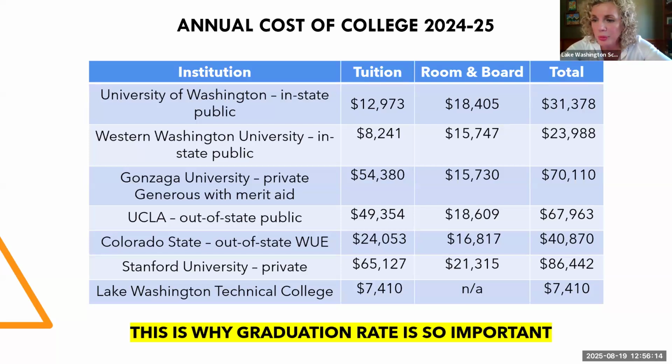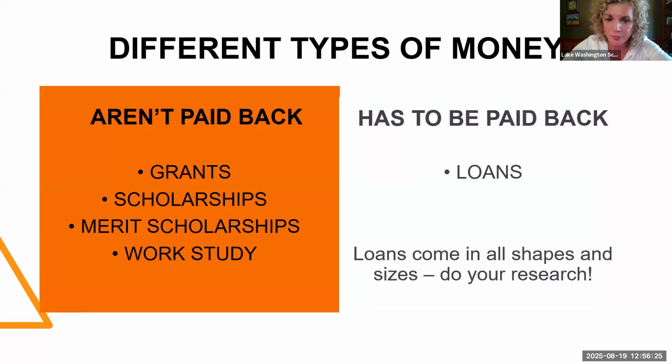And that's why for a lot of families, it's not a bad idea for students to perhaps start at community college, earn their associate's degree, and then transfer to a four-year college. So just know that there's lots of different options out there.